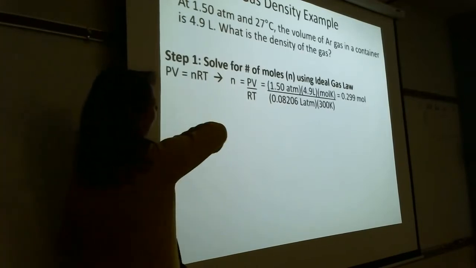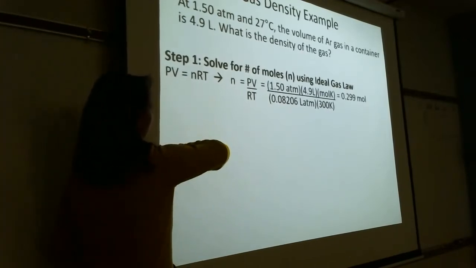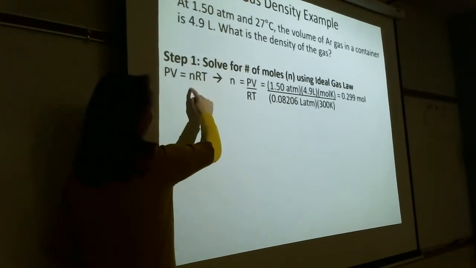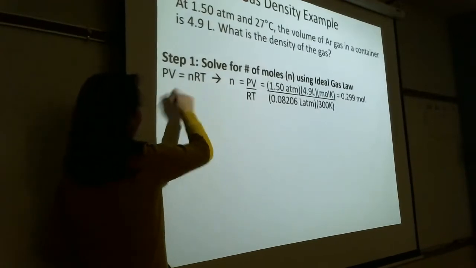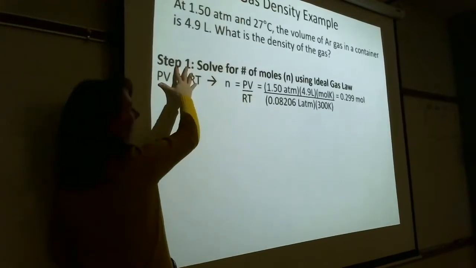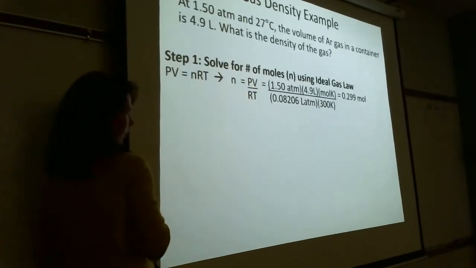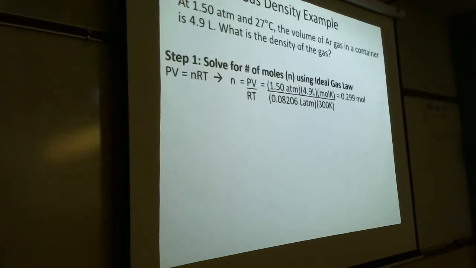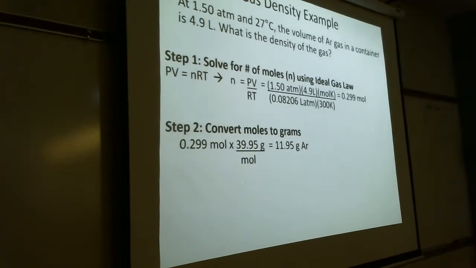We want to calculate number of moles, right? If PV is equal to nRT, how do I get n by itself? Divide both sides by RT. n is PV over RT. Of course, you could just plug directly in here and then do your arithmetic. You get the same answer either way. So that gives us number of moles, but density is not moles per liter, right? It's grams per liter. It's mass over volume. So I've got to convert moles to grams. Molar mass of argon, 39.95.